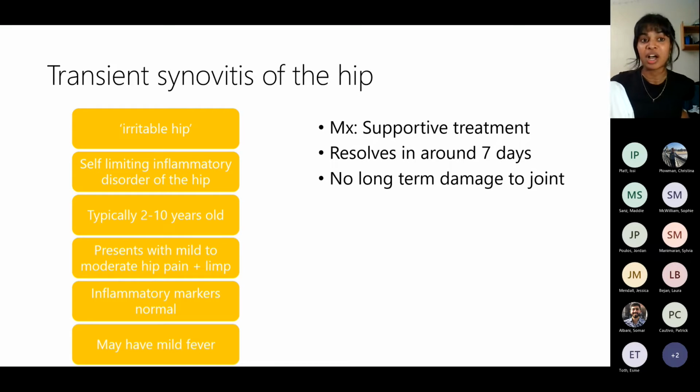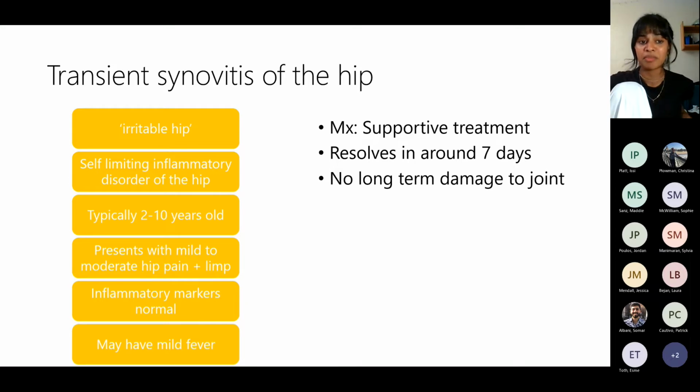They don't really know why, but the typical age range is about 2 to 10 years old. They have mild to moderate hip pain. Sometimes they can weight bear, but they're still limping. The blood markers are usually completely normal, but sometimes they do have a fever, though it won't be very high.